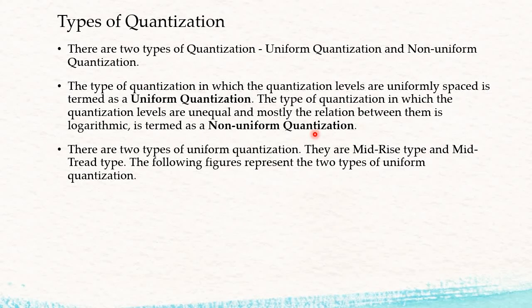There are two types of quantization, uniform quantization and non-uniform quantization. In uniform quantization, the quantization levels are uniformly spaced. The type of quantization in which the quantization levels are unequally spaced, and the relation between them is logarithmic, is termed non-uniform quantization. And there are two types of uniform quantization: mid-rise type and mid-tread type.